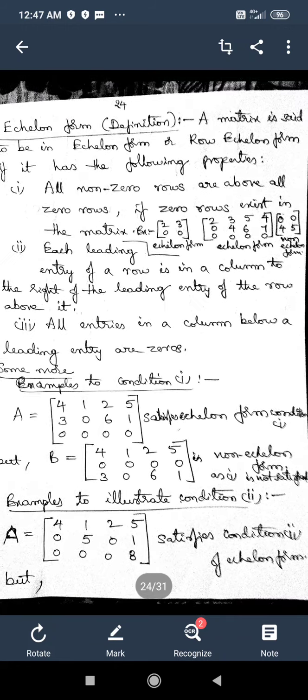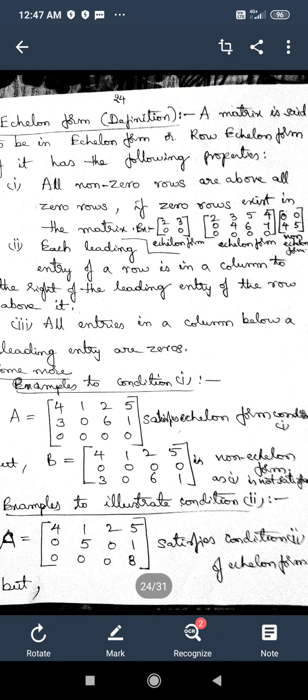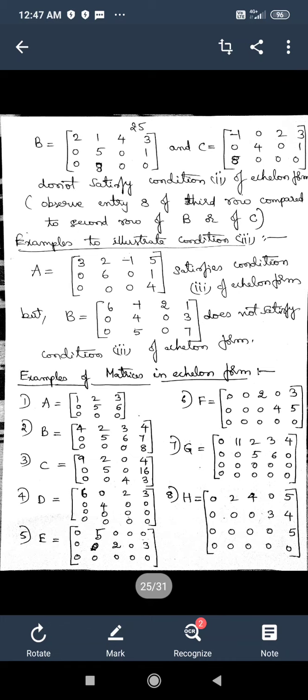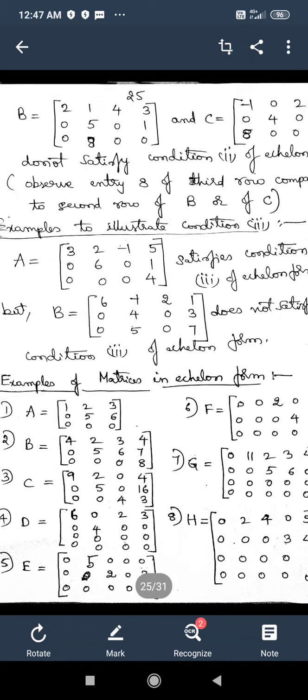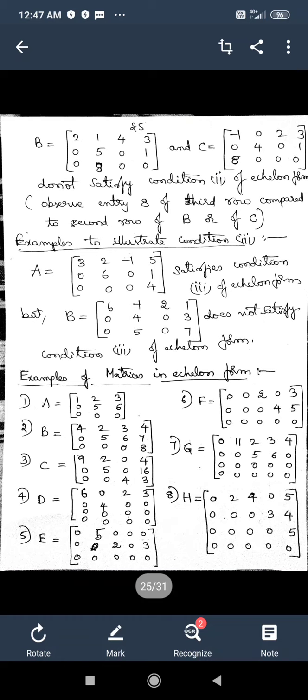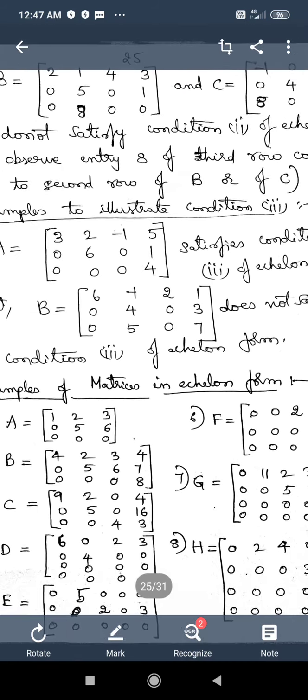So I have given you some examples yesterday. Now let us see some more examples. I have separately given examples yesterday for condition 1, condition 2 and condition 3. Now on the whole, let us see some matrices in echelon form. Each of these matrices will satisfy those 3 conditions.